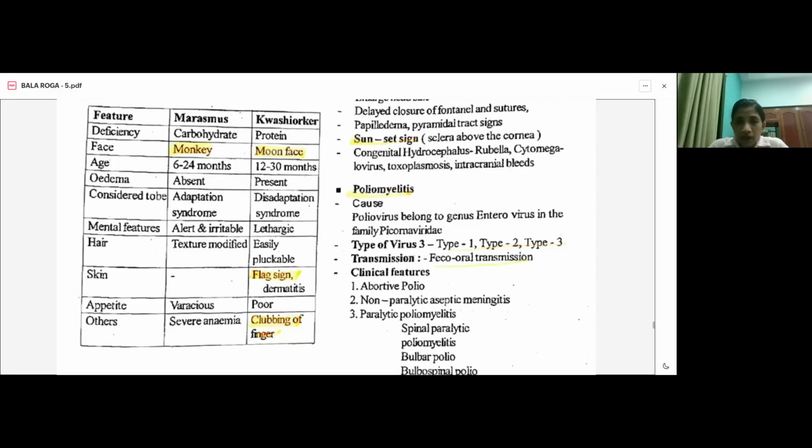So you can remember the marasmus symptom as M, the monkey face. Marasmus, monkey face. And the flag sign is very important. It is always asked, which is the sign in kwashiorkor? It is the flag sign. Flag sign. Okay.